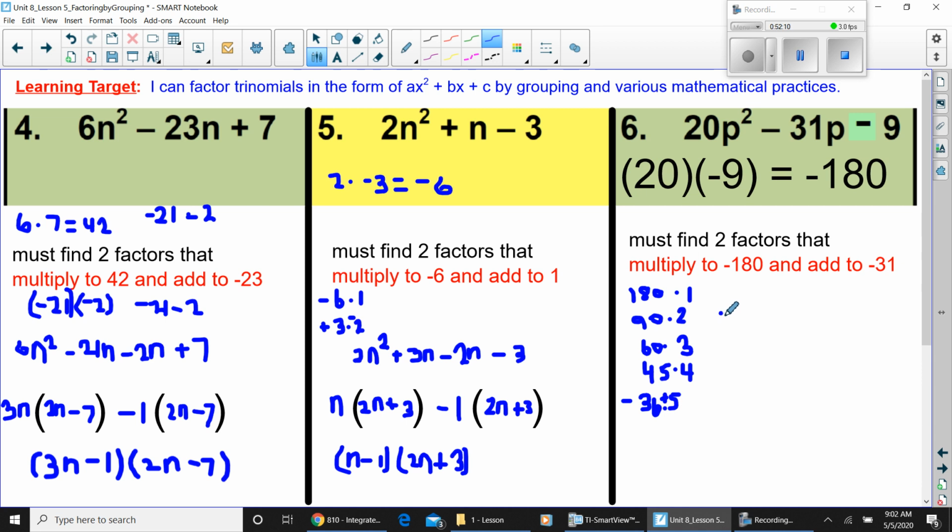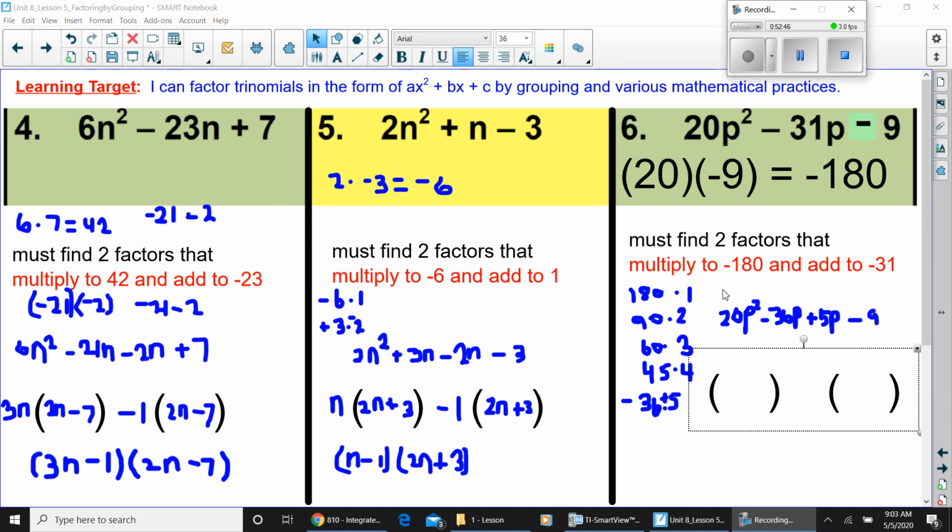Now I'm going to rewrite, I'm going to bring everything down. This is 20p squared. Not an easy problem here. Minus 36p plus 5p. You notice that negative 36 plus 5 is negative 31. That's exactly what you want here, and then just bring down the negative 9. Time to factor out.